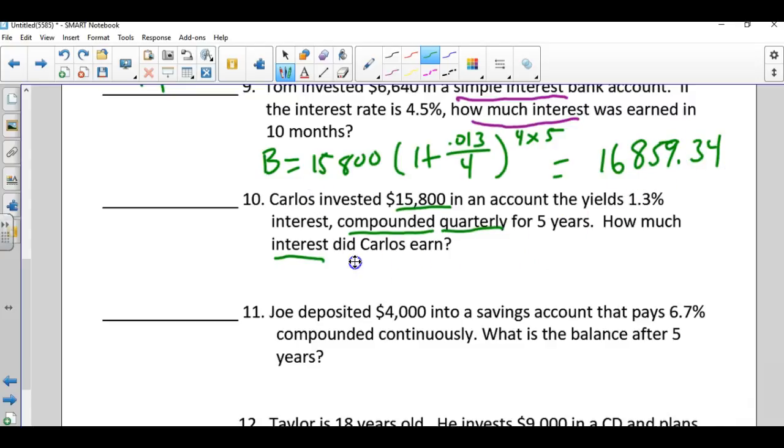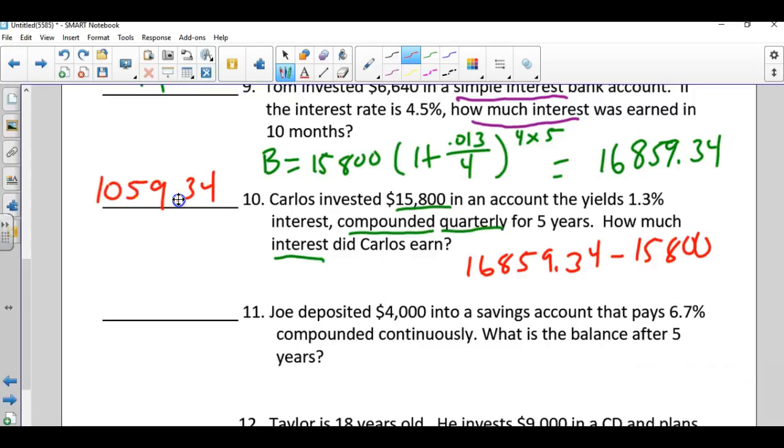We have to find the interest. All right, so to find the interest, I'm going to take this amount right here and subtract 15,800. And when I do that, I'm going to get $1,059.34. This is the interest. All right, not the balance. This is the balance. This is the interest, okay? Make sure you find the interest there. Read the problems in their entirety.